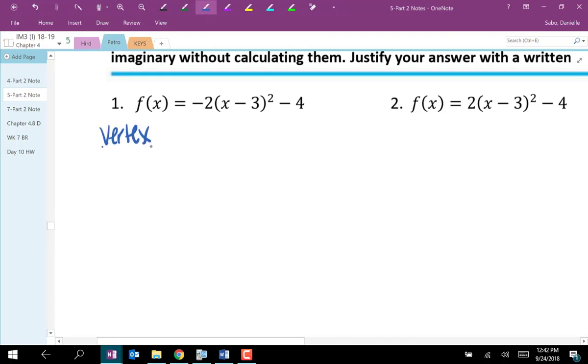Positive 3 and negative 4. Okay, so going way back to a couple weeks ago, this is our vertex formula. 3, -4 is our vertex. Are we going to be concave up or concave down? See if you remember that.